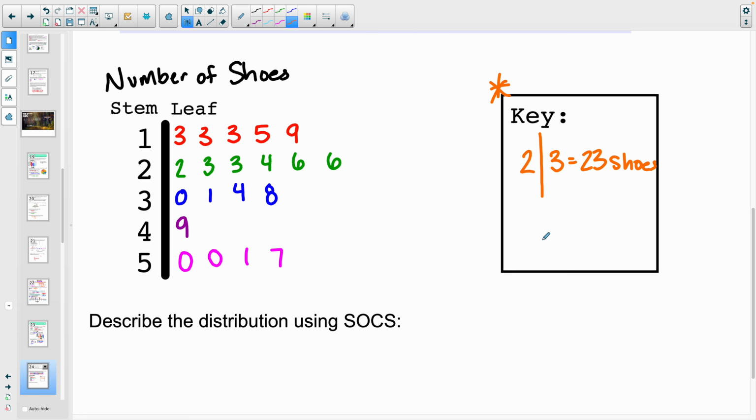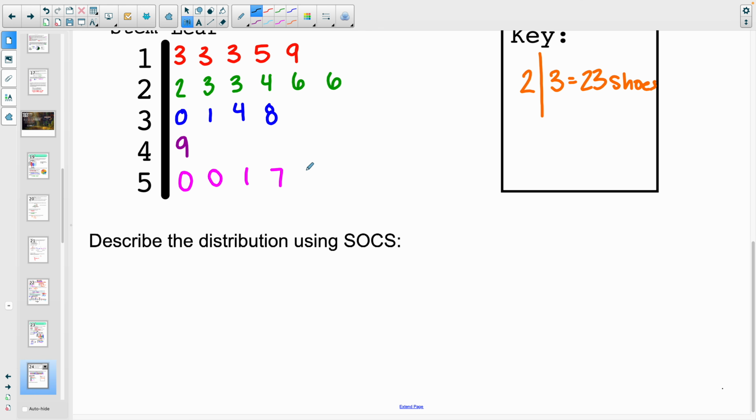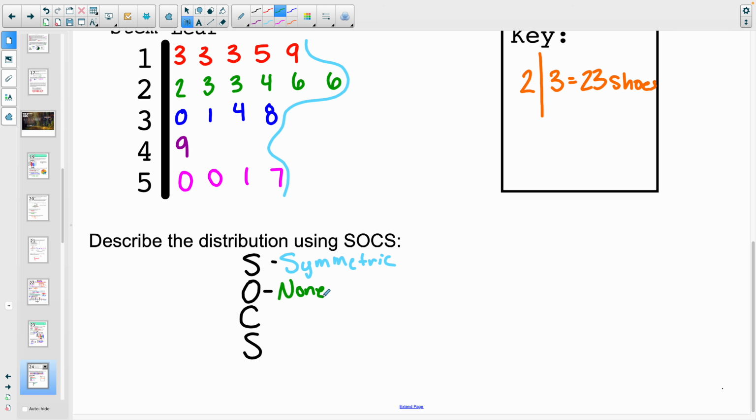All right, then the last piece of this is describe the distribution of the data using SOCS. Right? Describe the distribution of the data using SOCS. So the first piece being your shape. The reason why we have to have everything nice and spaced out for us is so that when we do shape and we draw our curve in here, right, we can see what this looks like. I wouldn't say this is skewed in any direction. I would go ahead and just say that this is symmetrical. Or symmetric. Okay? Then the next one, we have outliers. We're looking for any outliers. I don't see any that are out there by themselves.